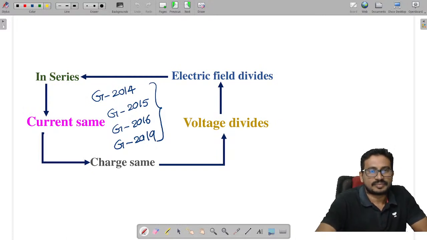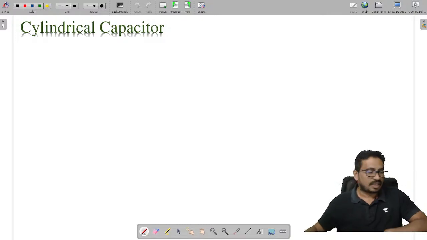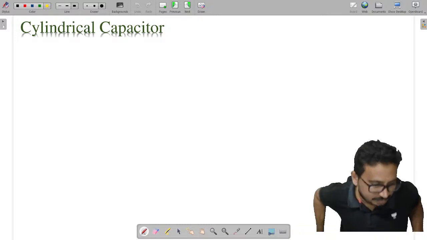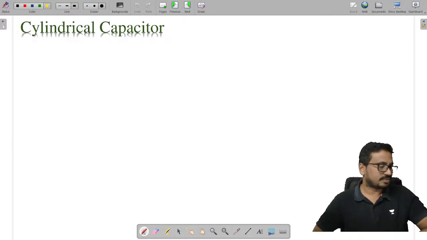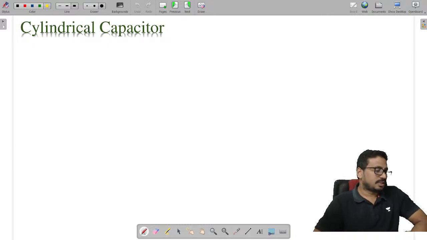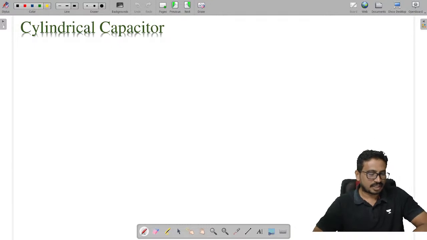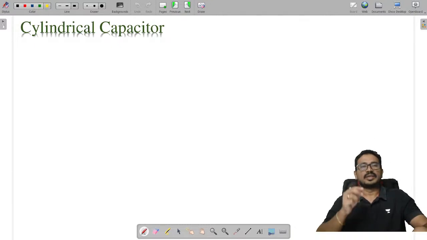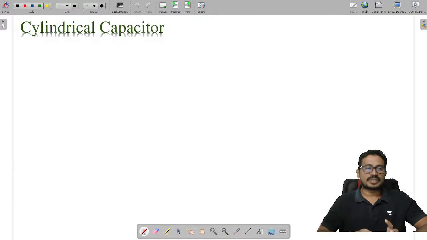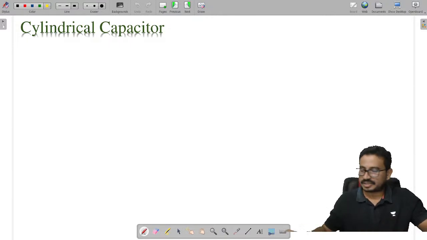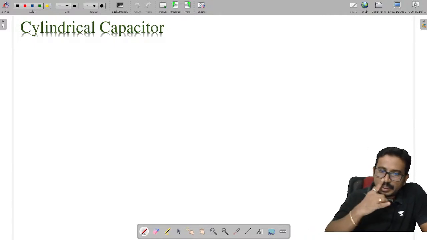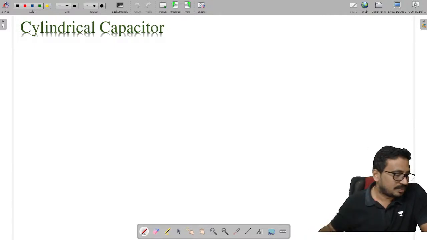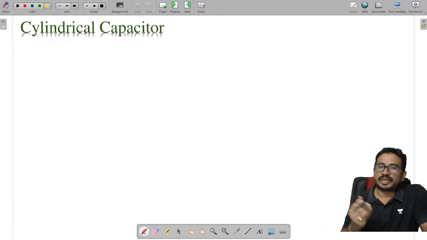Chalo, next one, cylindrical capacitor. Take down, that is the capacitance of a cylindrical capacitor. The next one is the capacitance of a cylindrical capacitor, and this is the cylindrical capacitor. Cylindrical capacitor means what now here? Coaxial cable. The best example for a cylindrical capacitor is a coaxial cable.